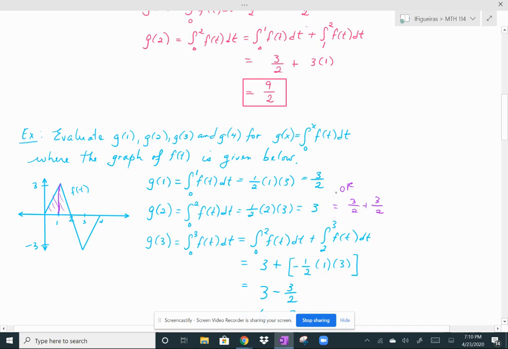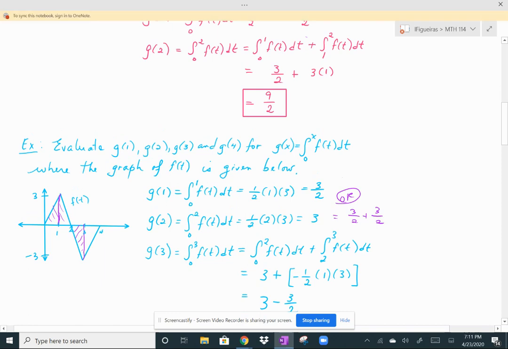All right, so now we have to compute g of 3. Now g of 3 means that I want to compute the area from 0 to 3. So that means I have a triangle above, to the left, that I already computed. And then I have one from 2 to 3 that's below the x-axis. Remember, the placement of where your area is matters. When it's above the x-axis, your area is positive. When it is below the x-axis, your area is negative. And the sum of both will be your net area.